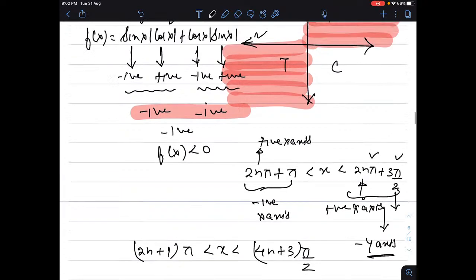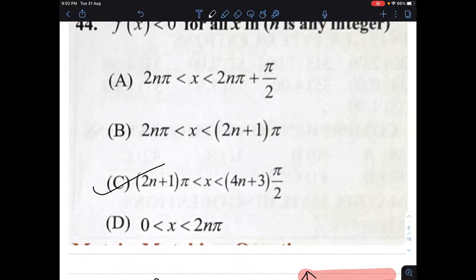Okay, great Anuj. So which option should be marked by us? Option C will be the right answer for this question.